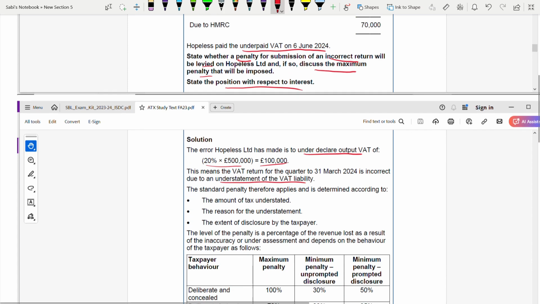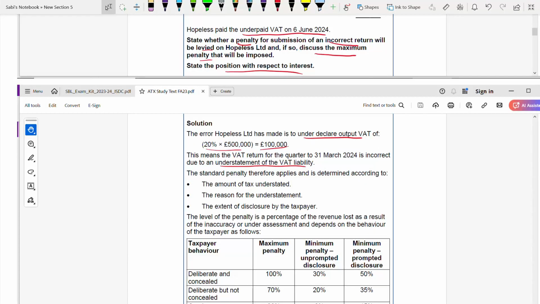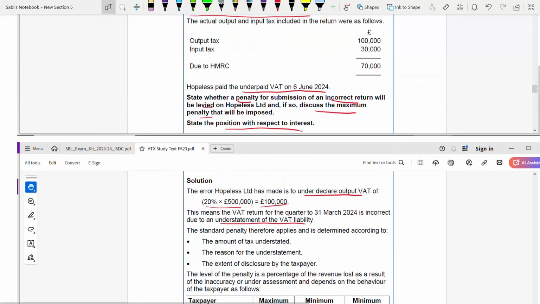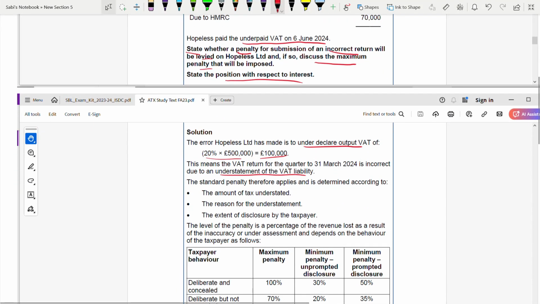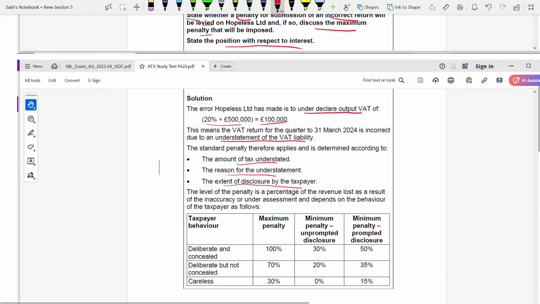So the standard penalty will arise. See, you have to state. They didn't tell you to calculate or anything. They told you to state whether the penalty will arise or not. That's why we are giving reasons. So the standard penalty arises according to the amount of tax understated, the reason for the understatement, and the extent of the disclosure by the taxpayer. It depends on three things. And the level of the penalty.